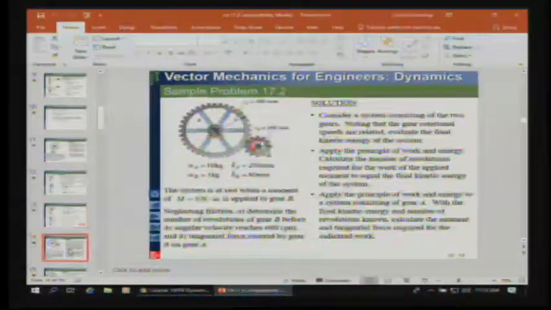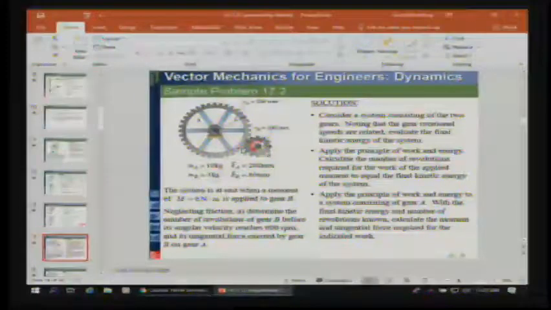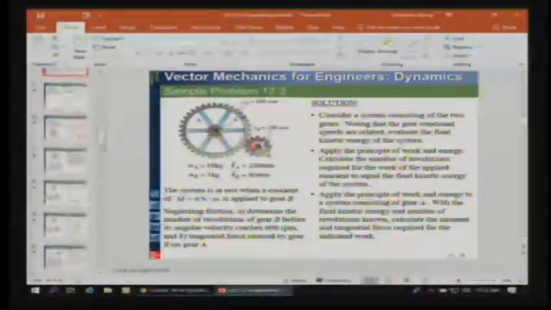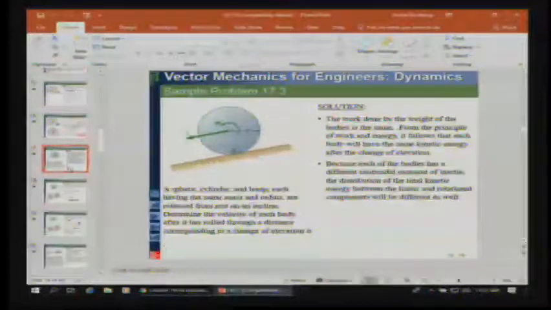All right. The next one is a gear problem. I'm not going to go through the whole thing, but once again, when you mesh those gears, forces are equal and opposite. So you're not going to have any work associated with the forces of the gears meshing if you view it as a system.